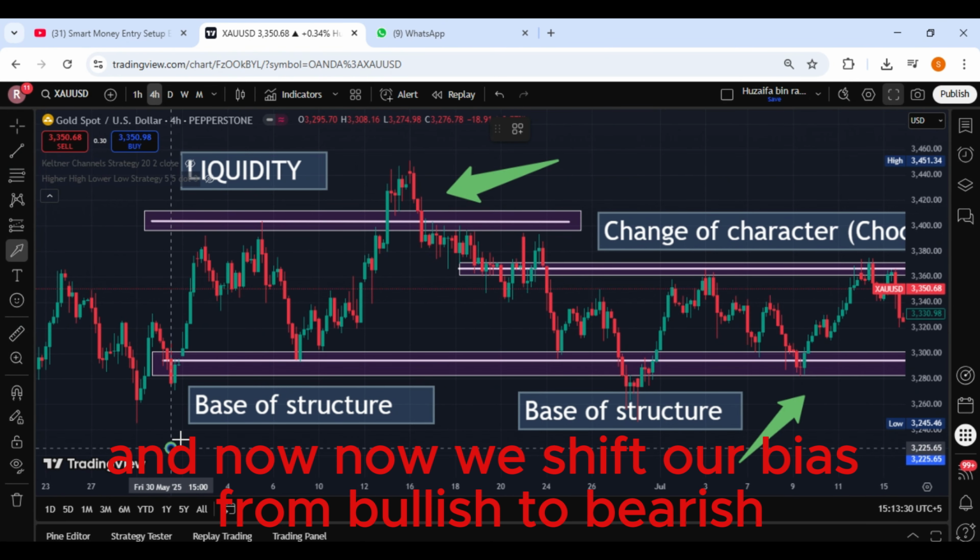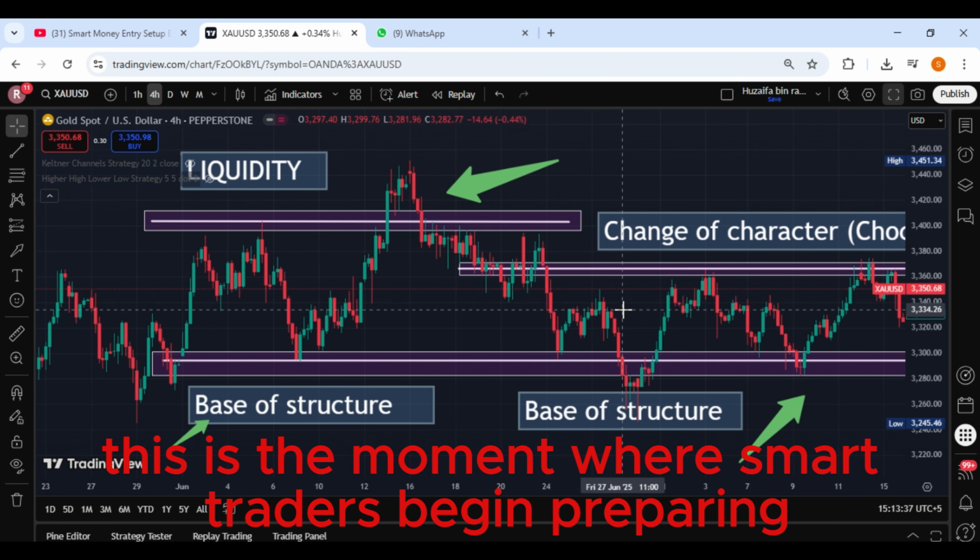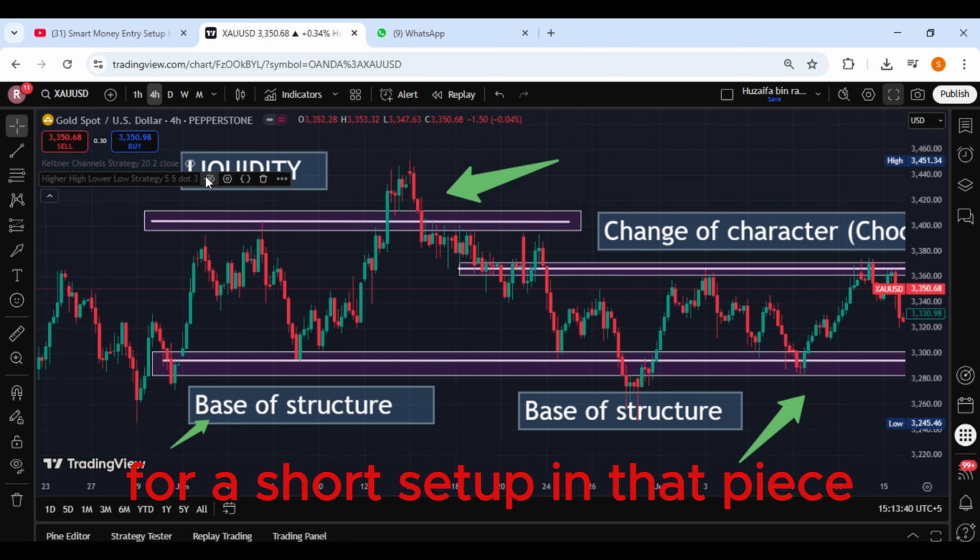And now we shift our bias from bullish to bearish, because structure has officially broken. This is the moment where smart traders begin preparing for a short setup.